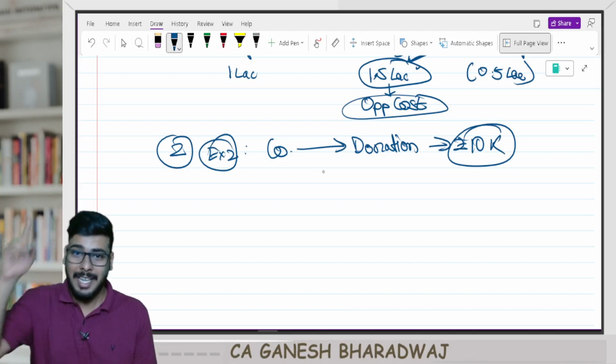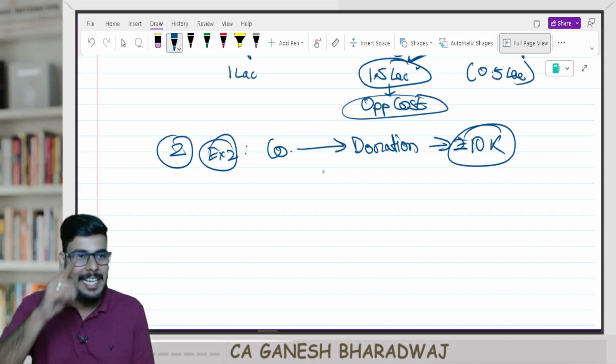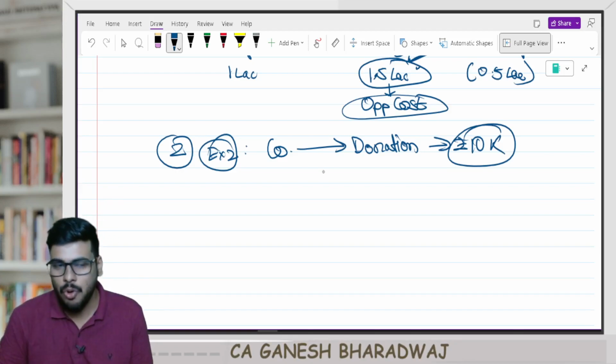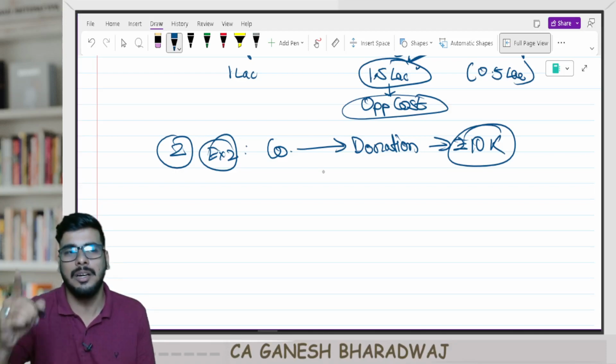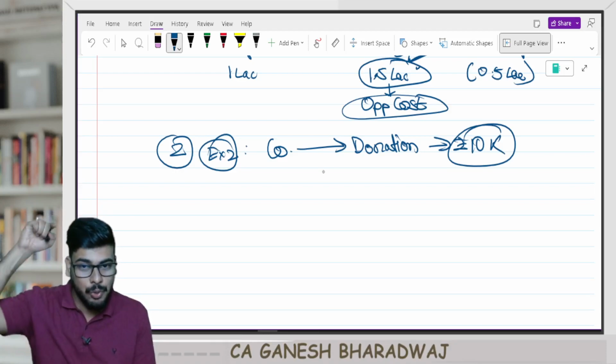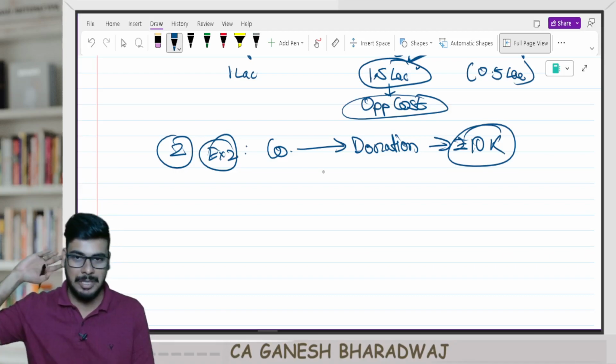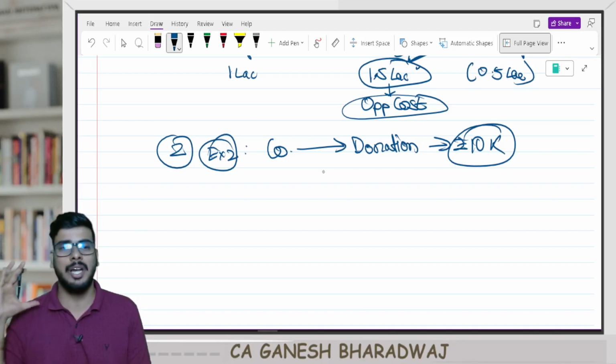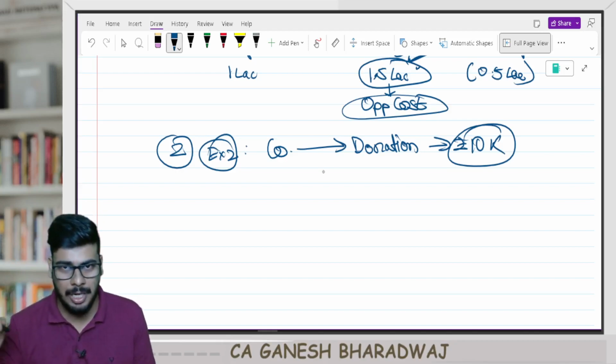So, don't think any sacrifice made is automatically a cost. It should be relating to your business or profession. Are you clear with this? So, not all sacrifices are cost. That sacrifice should be made in relation to your business or profession. Are you clear with this? This donation example, are you clear with this? Guys, are you all able to understand this?